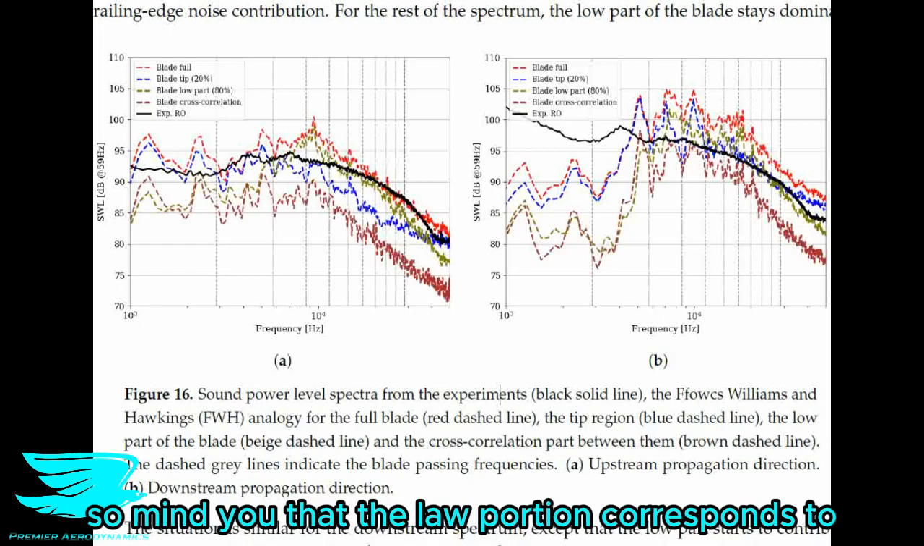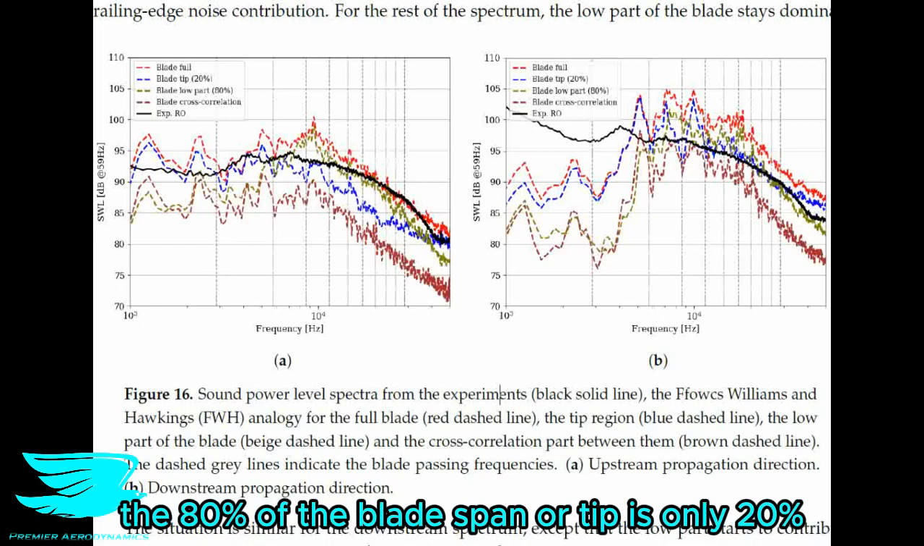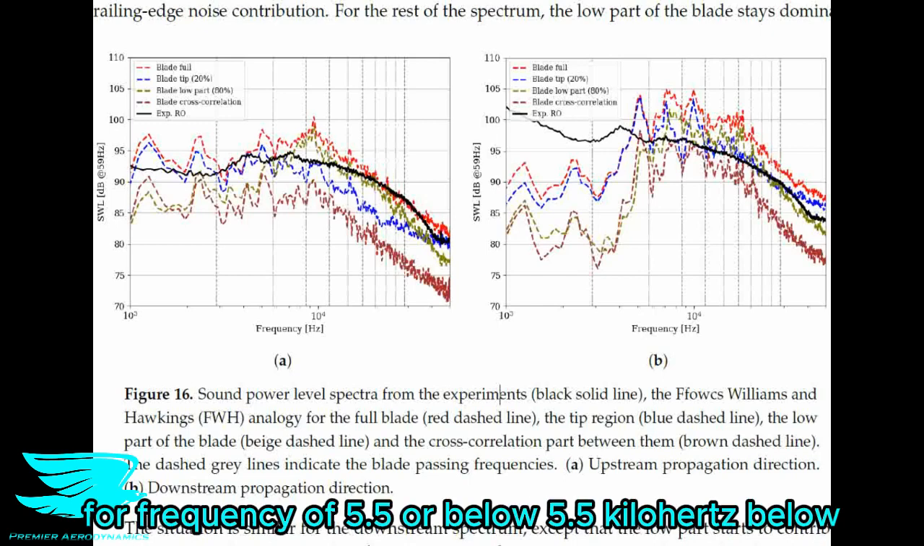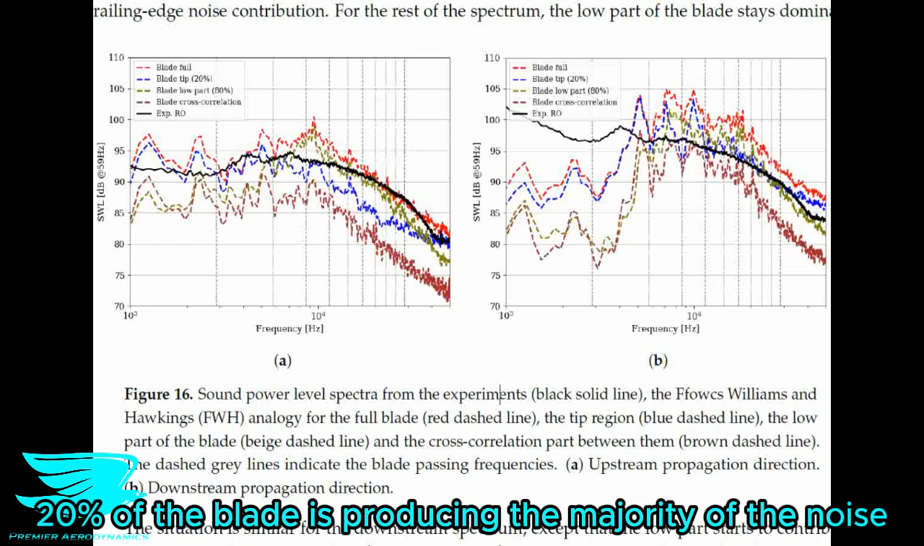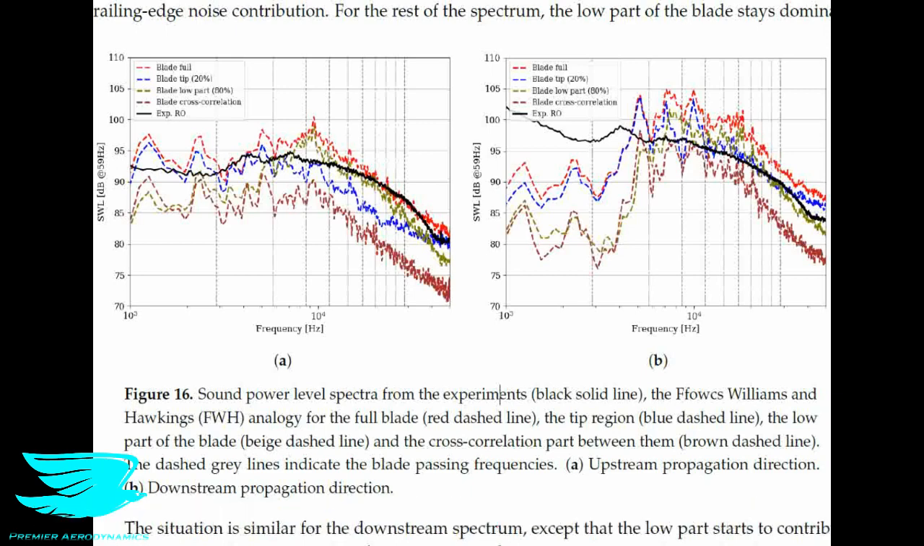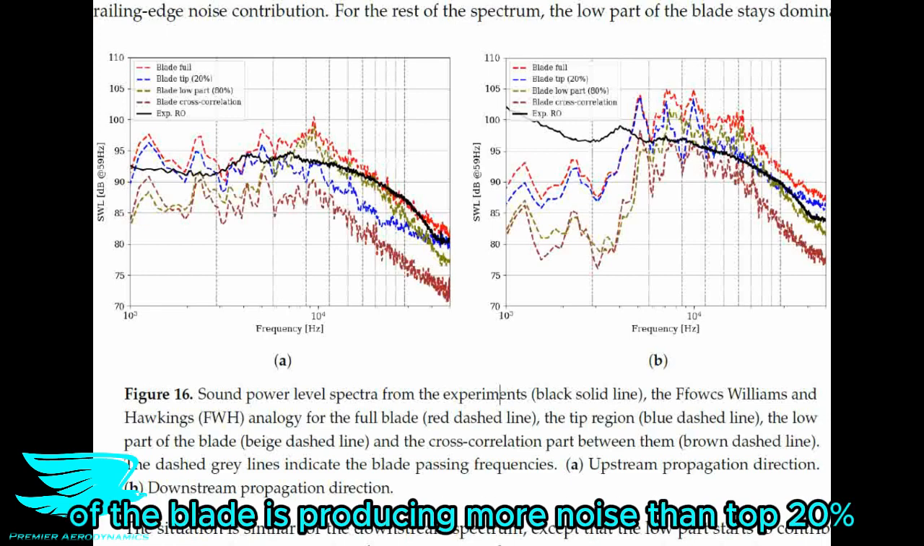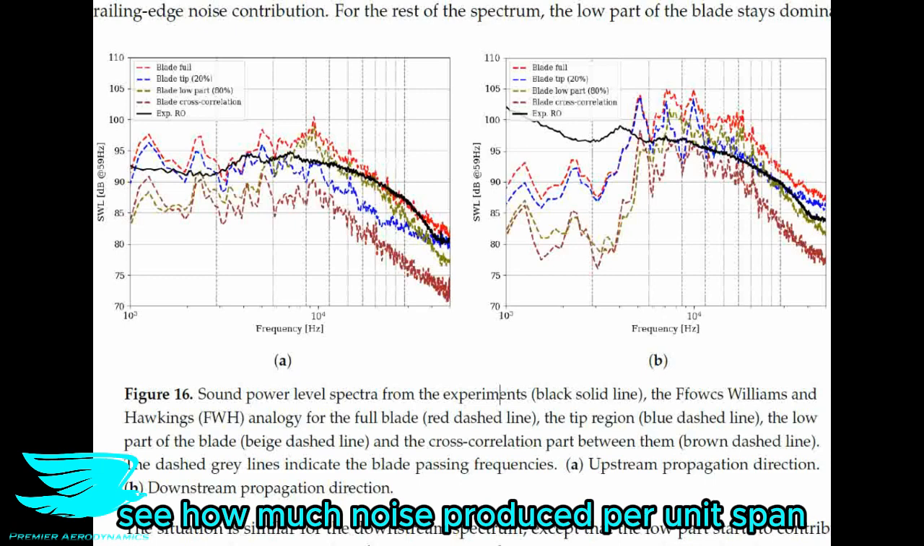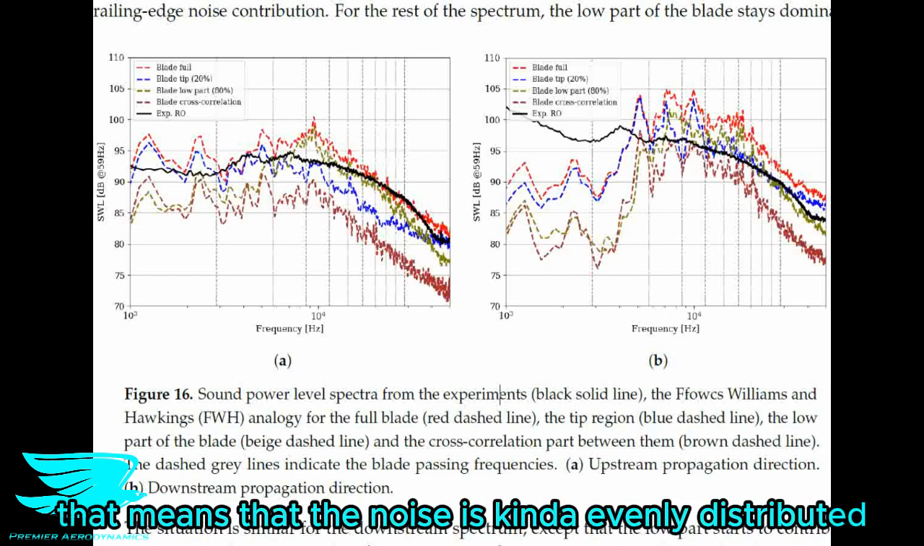So mind you that the lower portion corresponds to the 80% of the blade's span, while the tip is only 20%. So when you think about it, for a frequency of 5.5 kilohertz or below, 20% of the blade is producing the majority of the noise. And even above 5.5 kilohertz, sure, the bottom 80% of the blade is producing more noise than the top 20%, but if you were to see how much noise is produced per unit span, that means that the noise is kind of evenly distributed.